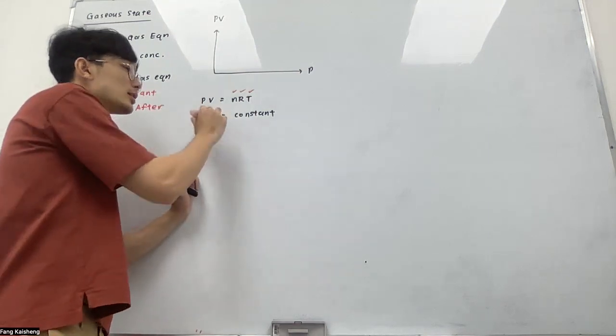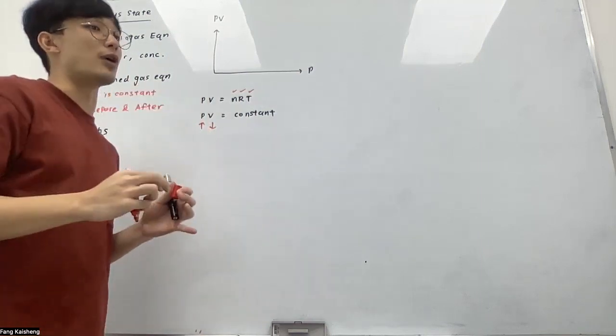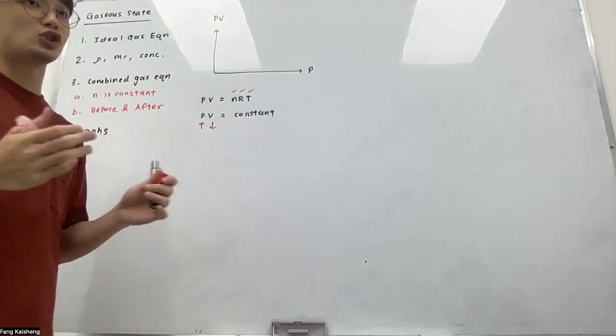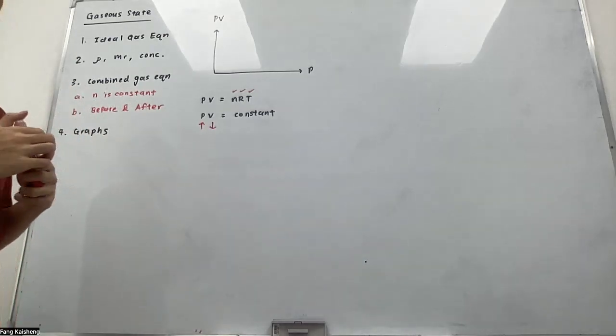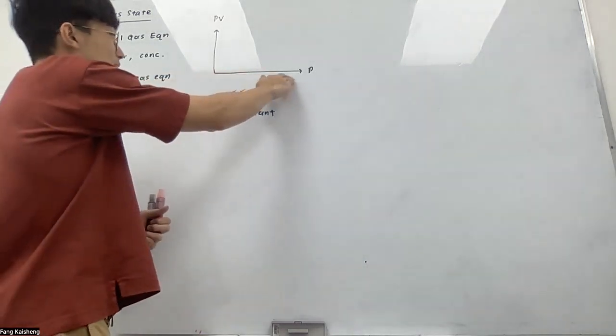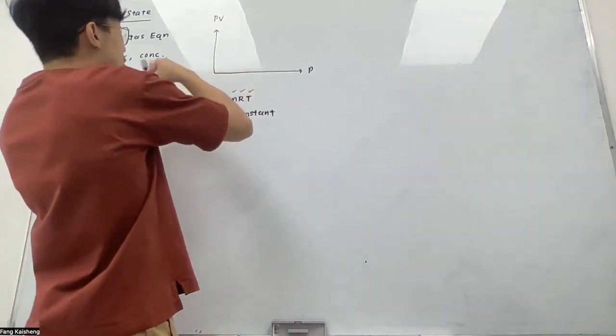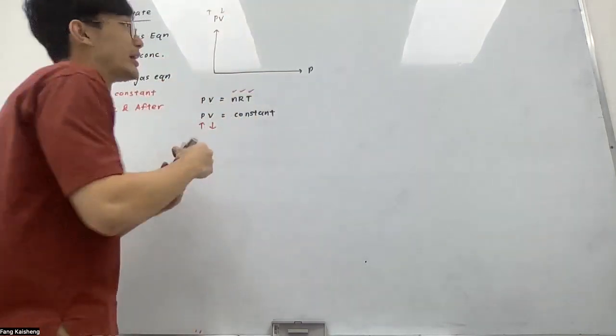V has to decrease to maintain the PV product as the same value, right? So could you possibly guess what's the shape of this graph? Could you guess what's the shape? So when P increases, V will decrease. So it's a straight horizontal line, right?